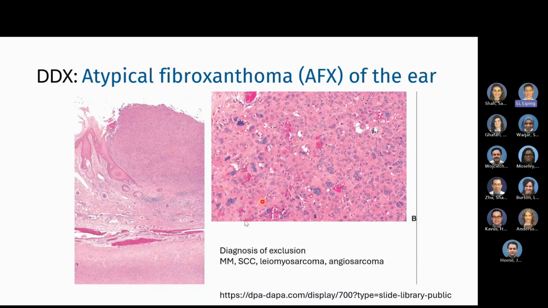So what you need to rule out, of course, is melanoma, squamous cell carcinoma, leiomyosarcoma, and angiosarcoma. So when you do the staining like SOX10, S100 to rule out melanoma, then CK5/6, p63, p40 to rule out squamous cell carcinoma, desmin to rule out leiomyosarcoma, CD31 and ERG to rule out angiosarcoma, and then you make the diagnosis of AFX. But if it is just in the superficial dermis and the epidermis, we call this atypical fibroxanthoma. If it is going deeper, we call it a different name.